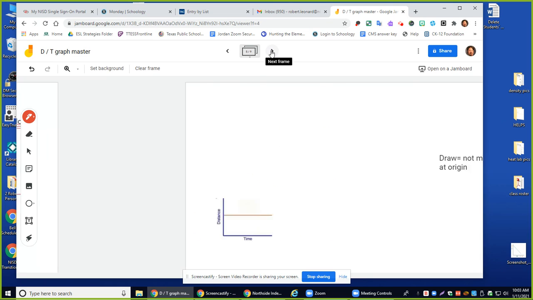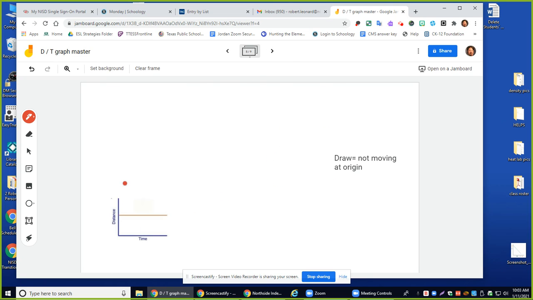Next one, number 5. What's going on here? It's just going in a straight line with the pencil. It's not moving, right? So in other words, it's not moving. If you trace your pencil, does your pencil go up or down? No, it stays just like that. What's happening here is it is not moving.